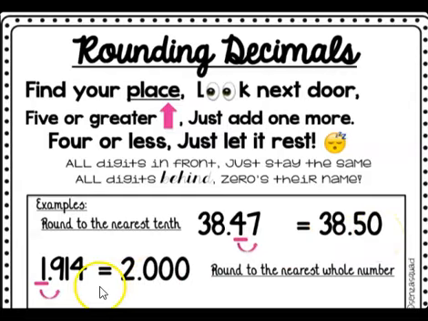For the second example, 1.914. We want to round this to the whole number, so this is a little review from the first, but this is with decimals involved. So I find my place, I look next door, 9 is definitely 5 or greater, so I'm going to add one more, which means this turns into a 2. There are no digits in front to stay the same, but there are digits behind, which is why we add these 3 zeros.